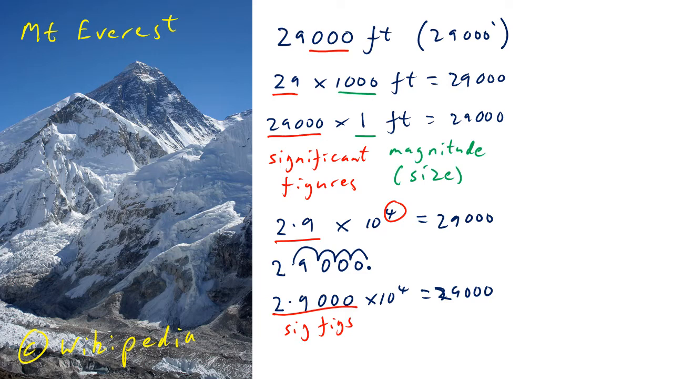So these things are in scientific notation. And that's why people actually use scientific notation. It tells you the accuracy. So the significant figures tell you the accuracy, and then the other part, the magnitude, tells you how big that number is, or indeed how small.